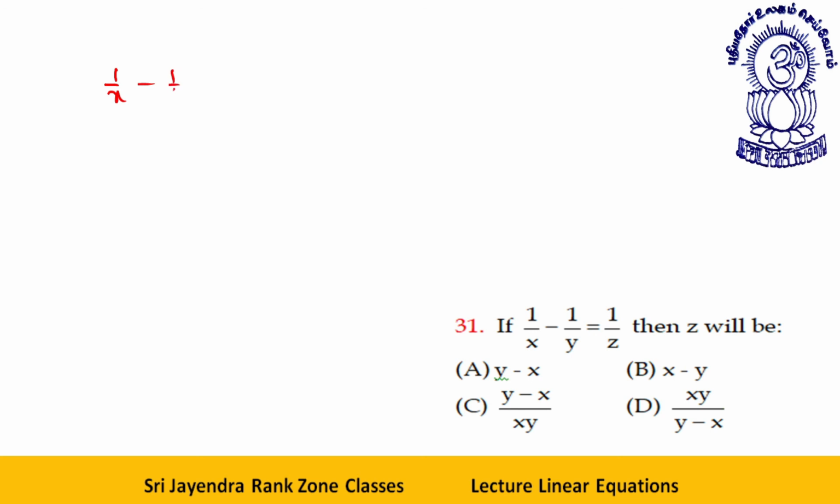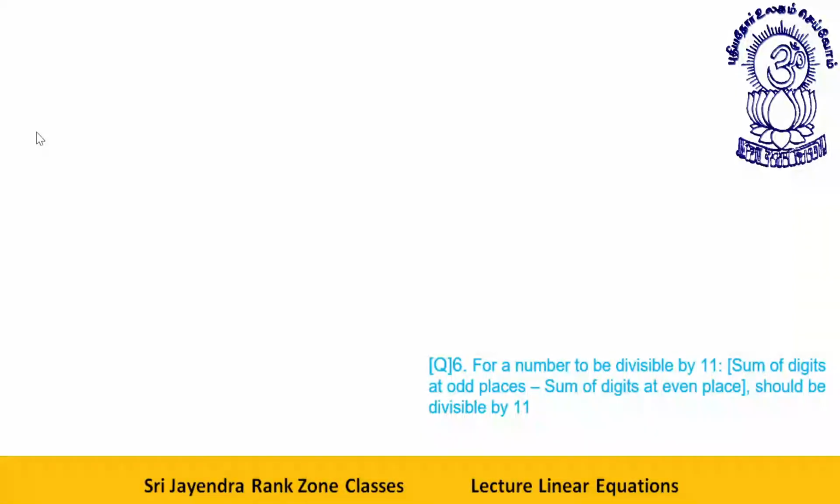If 1 by x minus 1 by y is equal to 1 by z, then z will be a very easy question. See students, it will happen: y minus x by xy is equal to 1 by z, or z is equal to xy upon y minus x. This is your answer. I hope this is clear to all of you. Okay, dear students. Let's take the next one.